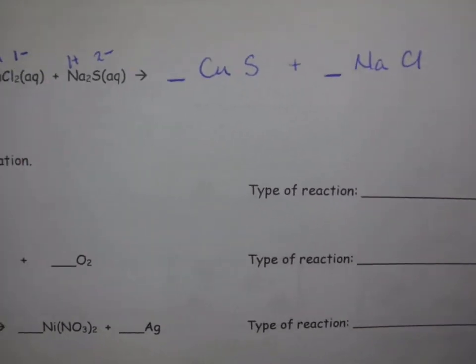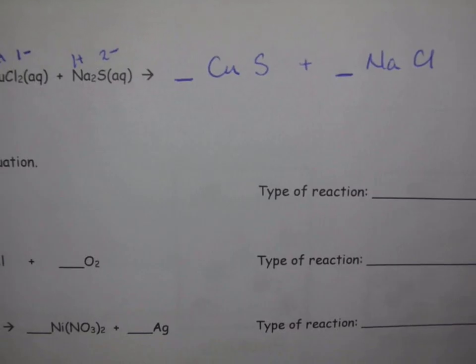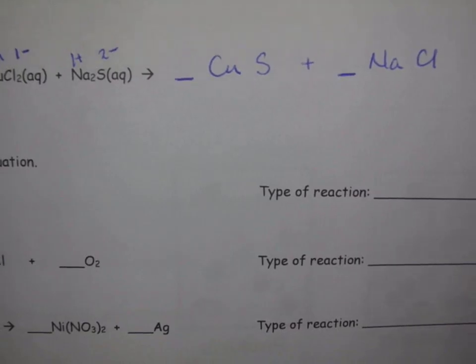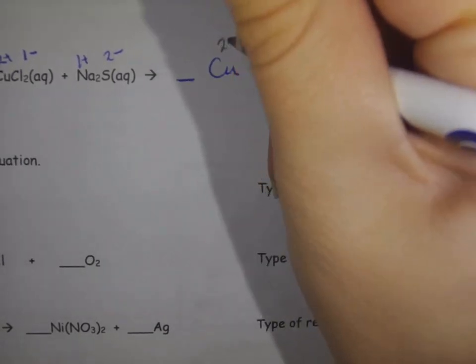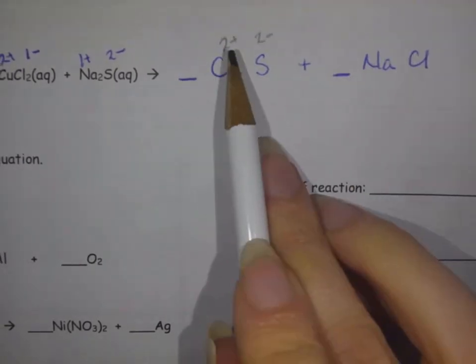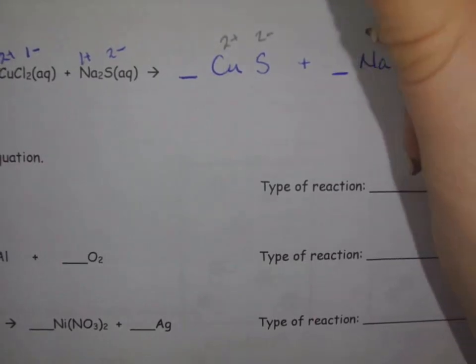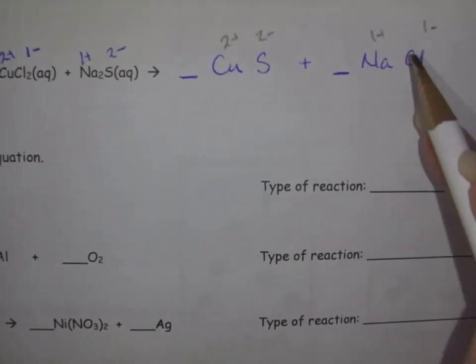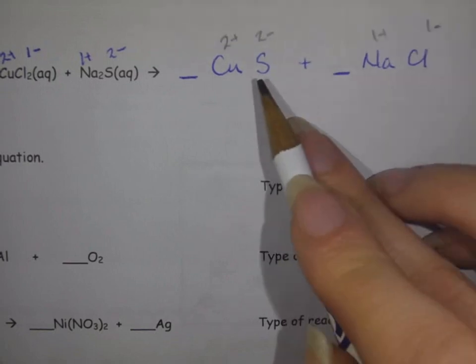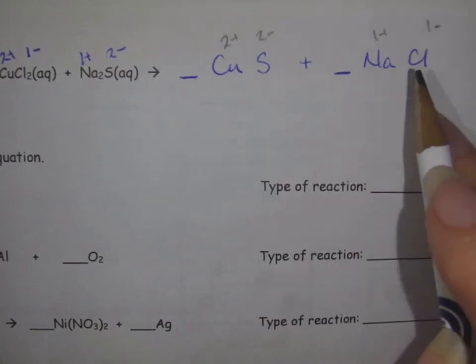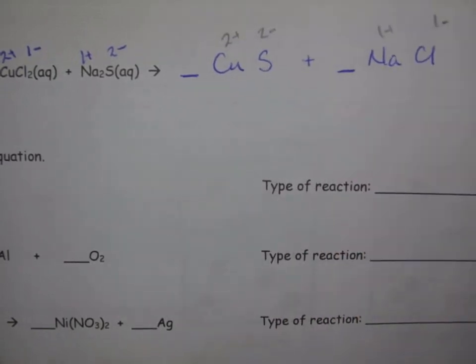Okay, wonderful. Here's our products, but we need to know what their subscripts are. And they're both partners, so I'm not worried about Brinkelhoff. I'm just doing the crisscross method. But what's interesting about this one is that we get a 2 to 2, which would reduce down to 1 to 1, and then we have a 1 plus and a 1 minus that is also 1 to 1. So for this example, I don't end up adding any subscripts there.